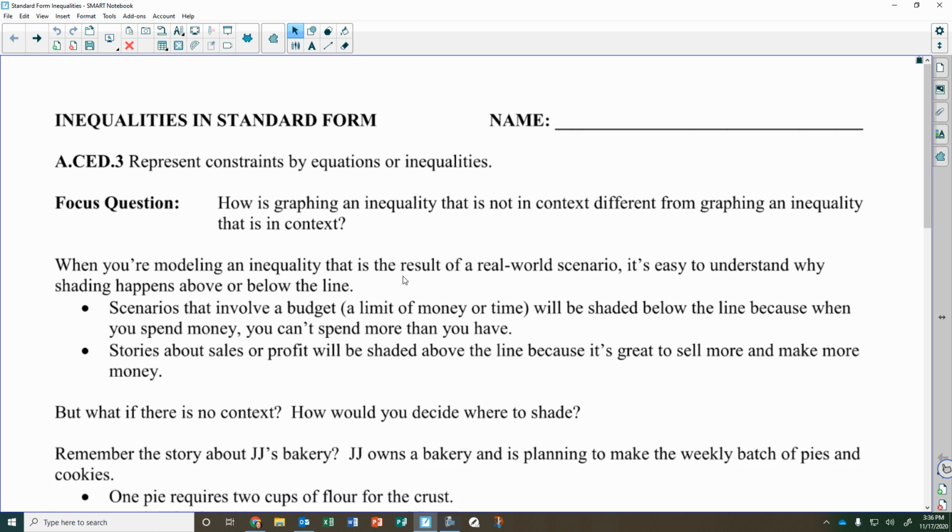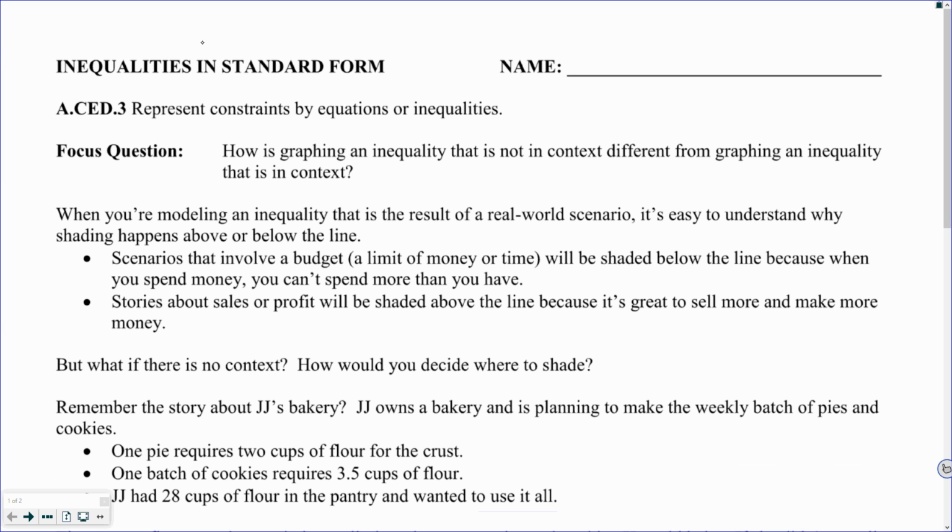All right. So fourth hour. Today we are going to get into our inequalities in standard form.